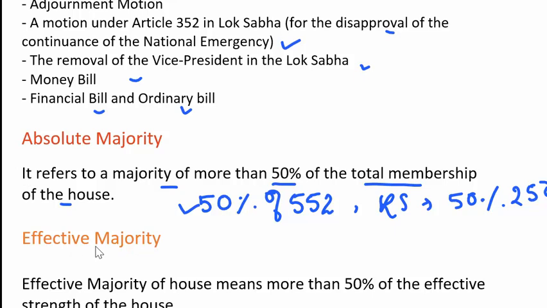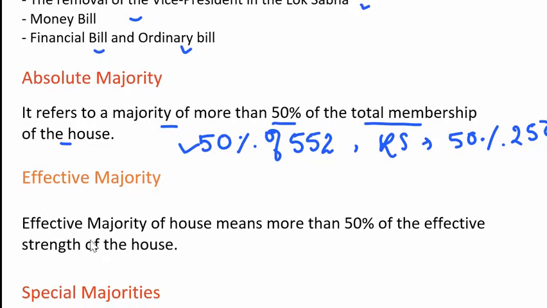Next we have effective majority. Effective majority of house means more than 50% of the effective strength of the house. Effective strength of the house means on a particular day the number of members present in that house. For example, the strength of the house on a particular day in Rajya Sabha is 240. Membership is 250 but members present are 240. So the effective majority would be 50% of this 240.